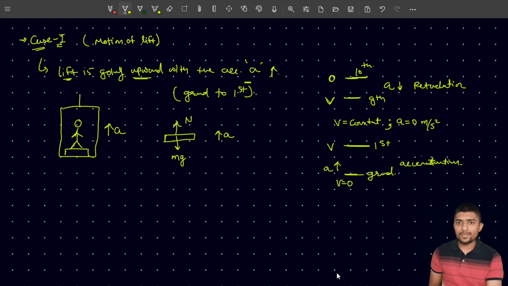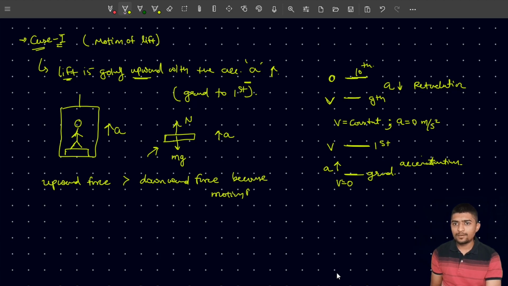Okay, so let's observe the free body diagram. Here in this free body diagram, upward force is greater, because when it is moving upward, that means upward force is greater than downward force, because motion is upside. Okay, so upward force is greater than the downward force, that means N is greater than mg.